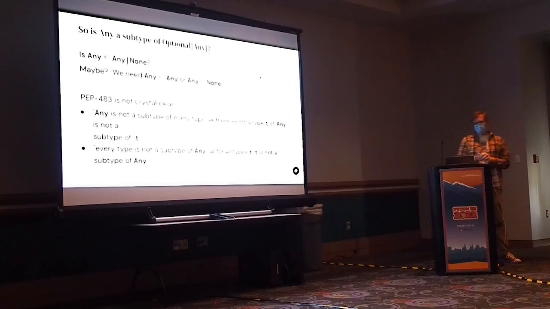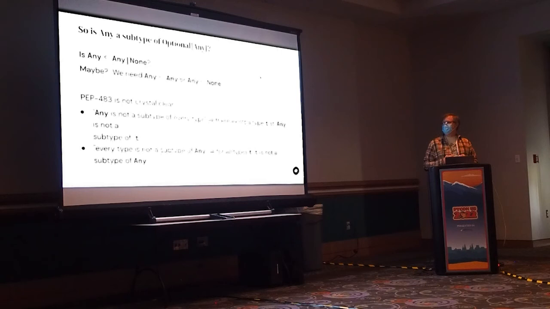So is Any a subtype of Optional[Any]? And the answer is maybe. We need Any to be a subtype of Any, or else Any to be a subtype of None, or possibly both of those, according to the rules that I gave. I think it's intended that this is true because Any is a subtype of Any. And I believe that it's intended that Any is not a subtype of None.